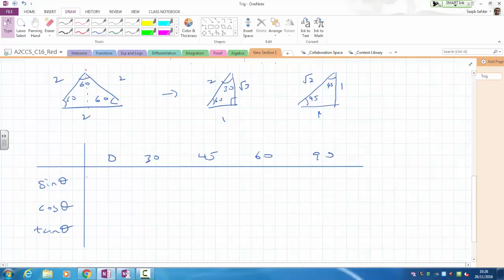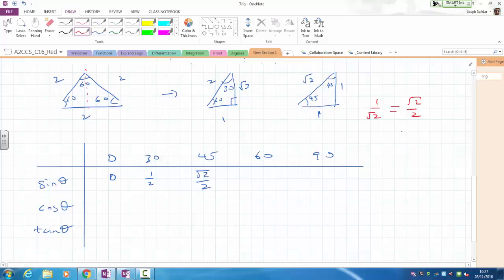So, sine of 0 is 0, sine of 30? Half. Sine of 45? 1 over root 2. Can I just quickly make a point here? Is 1 over root 2 the same as root 2 over 2? In your calculator, I think they give you root 2 over 2 when you put in sine of 45. How is it the same? You rationalize: multiply top and bottom by root 2, and therefore you get root 2 over 2.